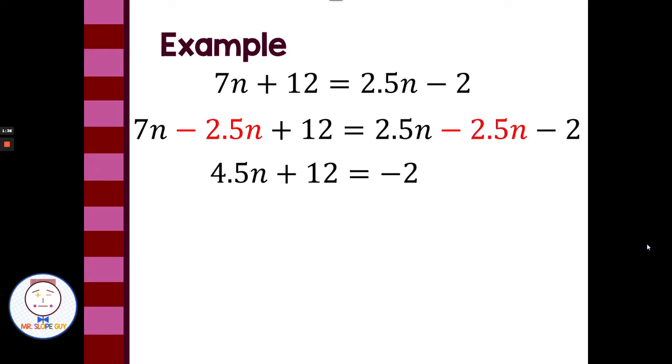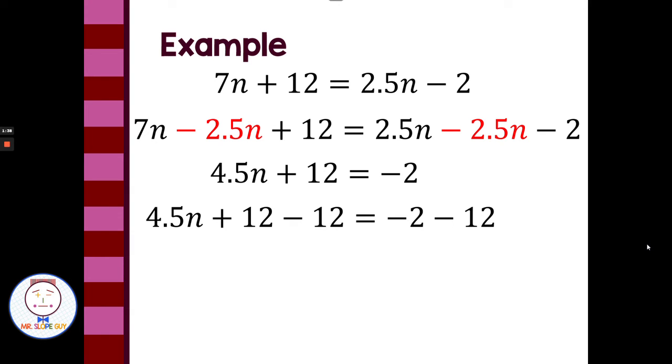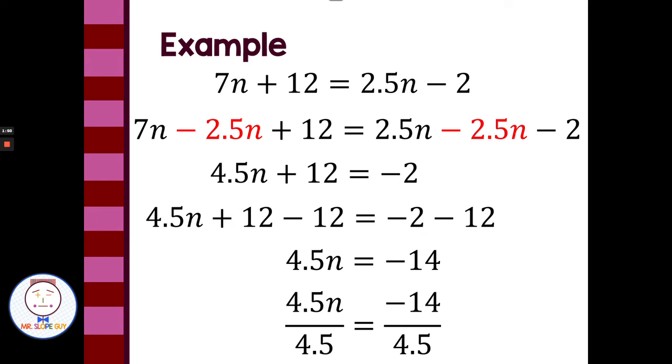It's like solving a two-step equation. I can subtract 12 from each side. Then I have 4.5n equals negative 14. Undo multiplying by 4.5 by dividing both sides by 4.5. And a negative divided by a positive is a negative, and I get about negative 3.1. So I want to look for distributive property, combining like terms, getting the variable to one side, and isolating the variable.